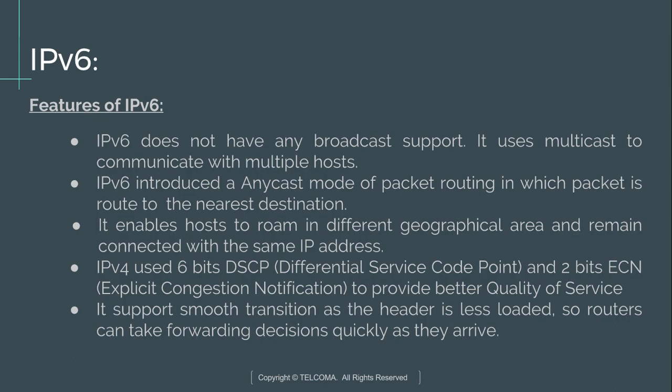IPv6 also uses 8 bits for the quality of service to define the quality of service of the network. It uses a 6-bit DSCP, Differentiated Services Code Point, and 2 bits for ECN, Explicit Congestion Notification, which provide information about the quality of service. And IPv6 also supports easy transition, as the header is less loaded, so routers can take forwarding decisions quickly as packets arrive.